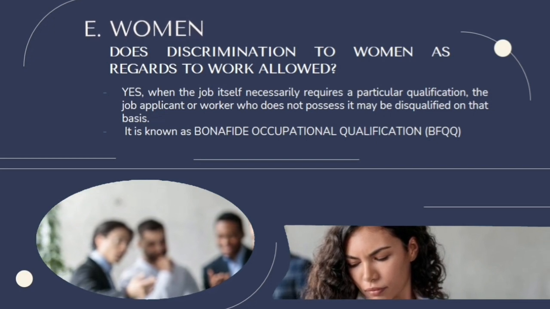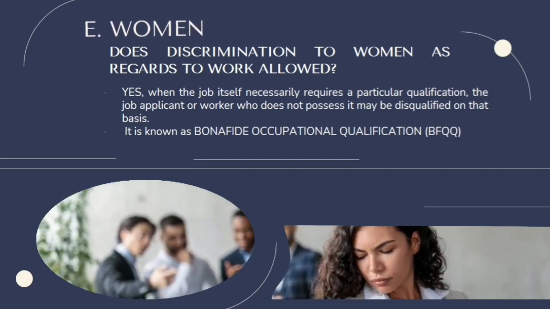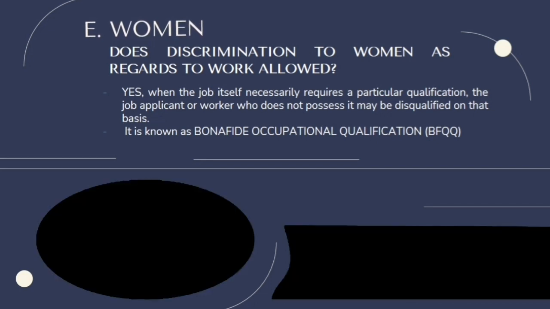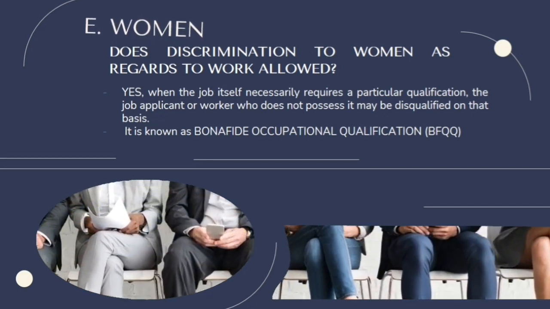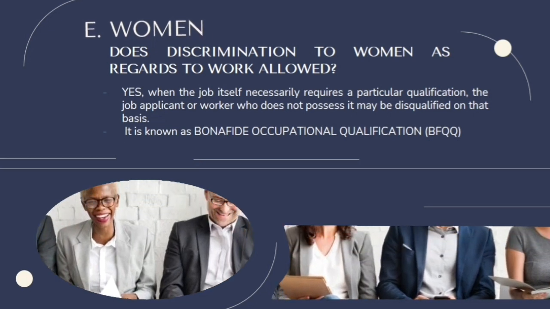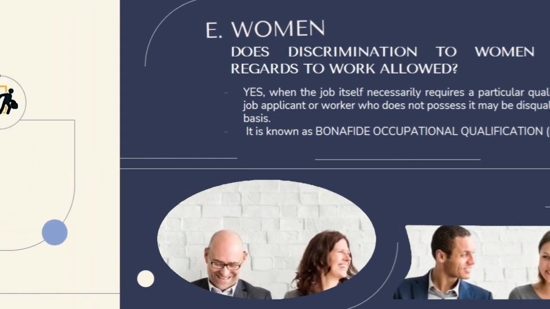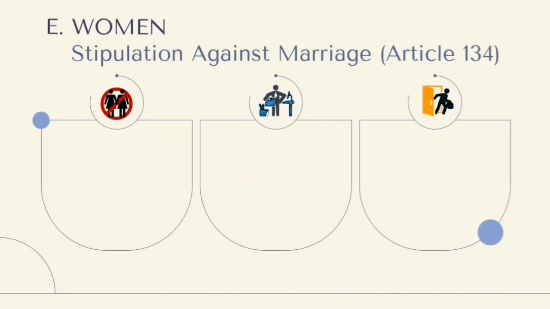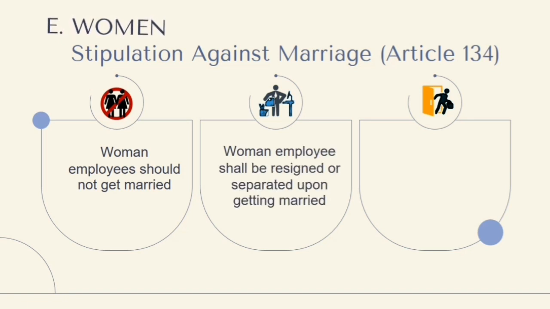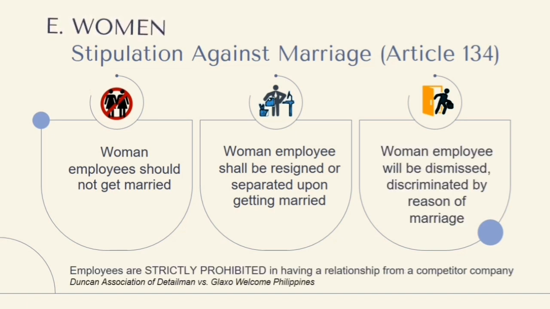So with this claim, class, you may take the case sample between Star Paper Corporation versus Simbol in 2006. Then another, class, is the stipulation under the code against marriage. So in here, class, first, women employees should not get married. Second, women employees shall be resigned or separated upon getting married. And third, a woman employee will be dismissed or discriminated against by reason of marriage.